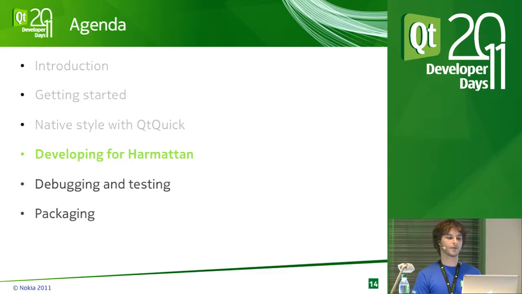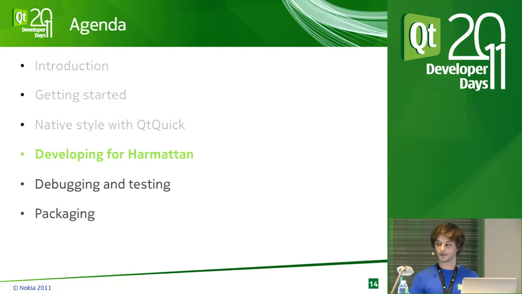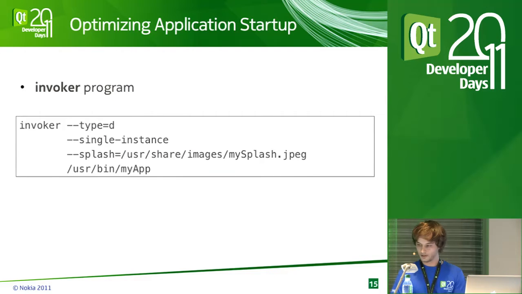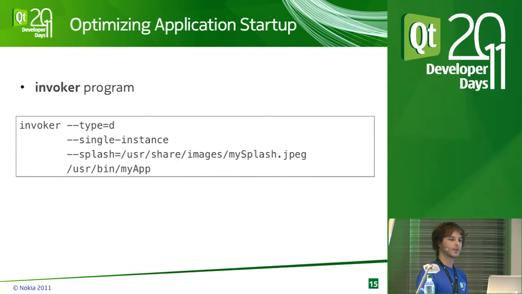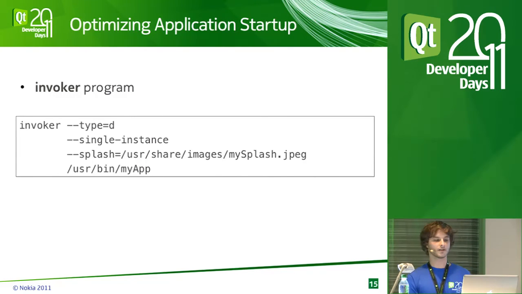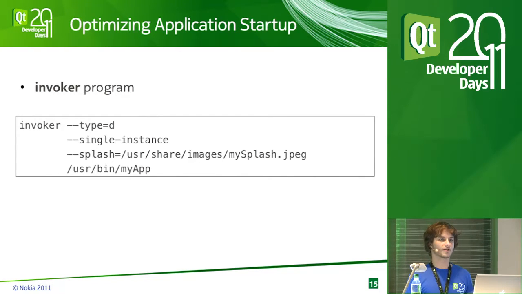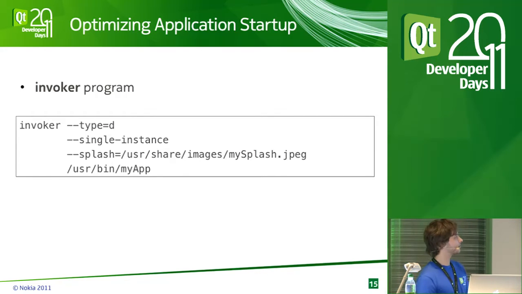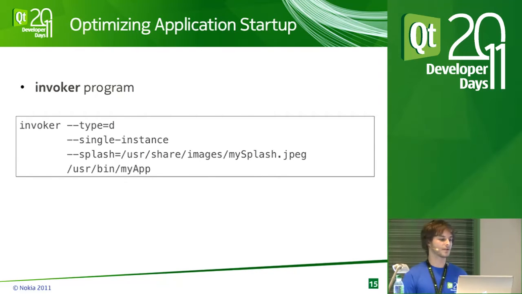Now let's have a look at the different APIs you have available to make your application actually work well on the device. The first thing you can do is optimize the application startup. I don't know if you noticed yet, for the ones who got an N9, the startup of an application can sometimes be a bit slow. So you should really optimize this. And there's an easy way to do it.